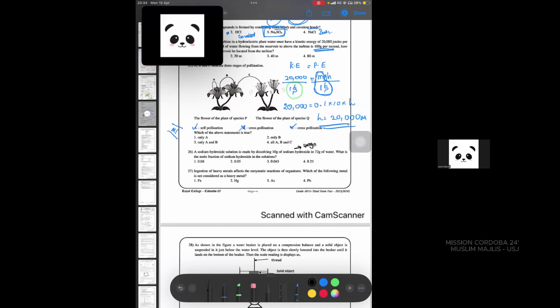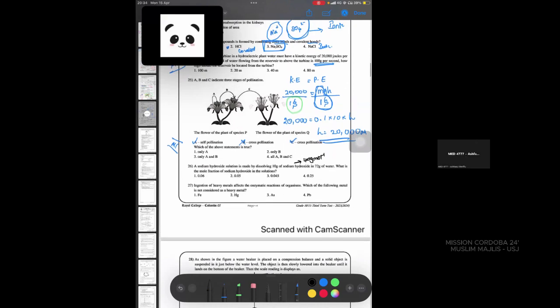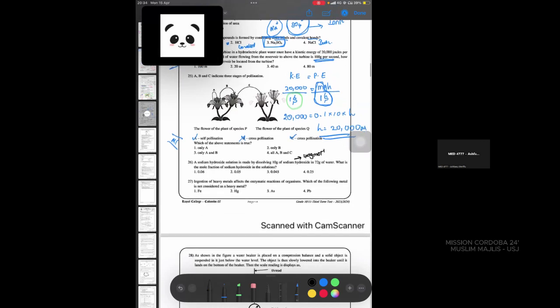Can you please explain question number 25 again? 25. What is pollination? Pollination is the transfer of pollen from the anther to the stigma of the same flower or a different flower. If pollination takes place within the same flower, it is self-pollination. If it takes place within different flowers of the same plant, it is still self-pollination. If it takes place between different flowers of different plants, then it is cross-pollination. Did you understand? Yes, sir. Same plant, always self. Different plant, only cross. Okay.